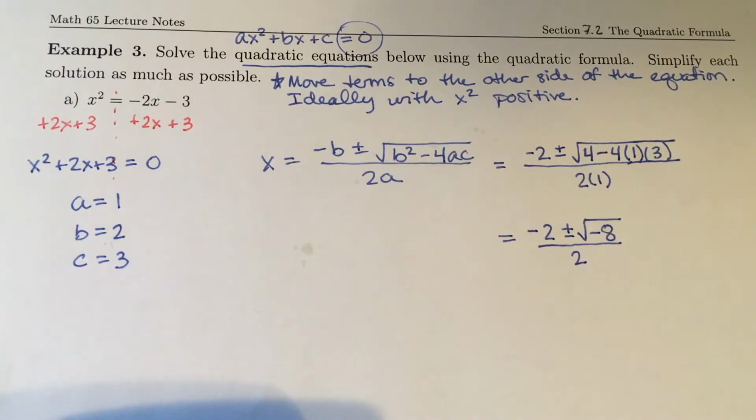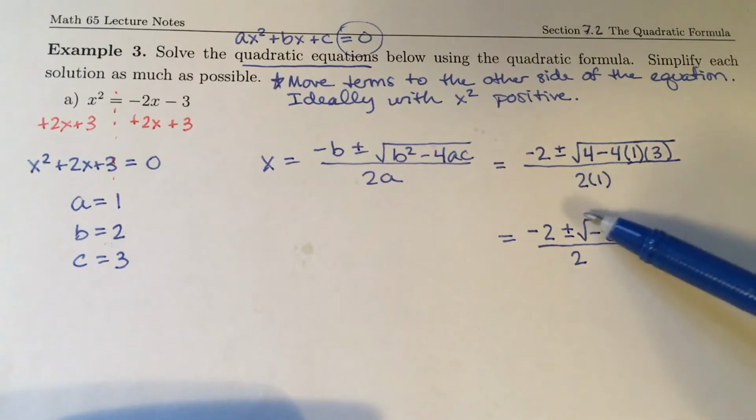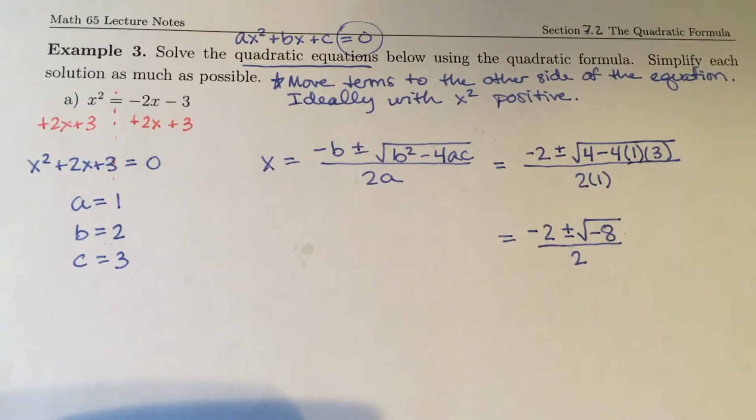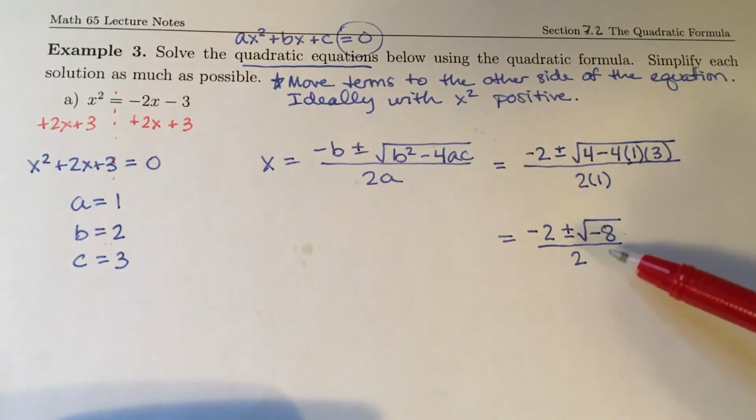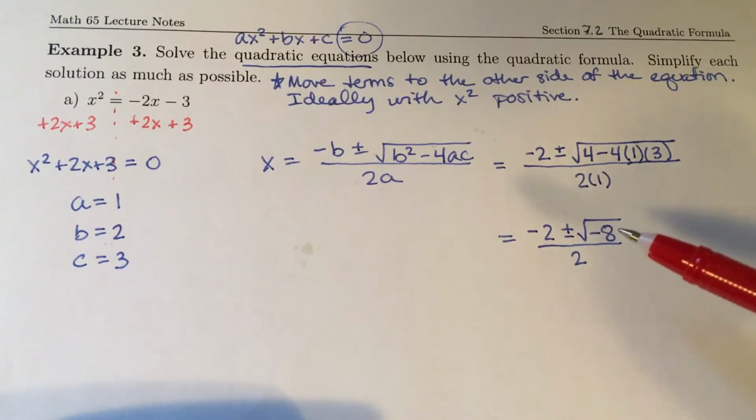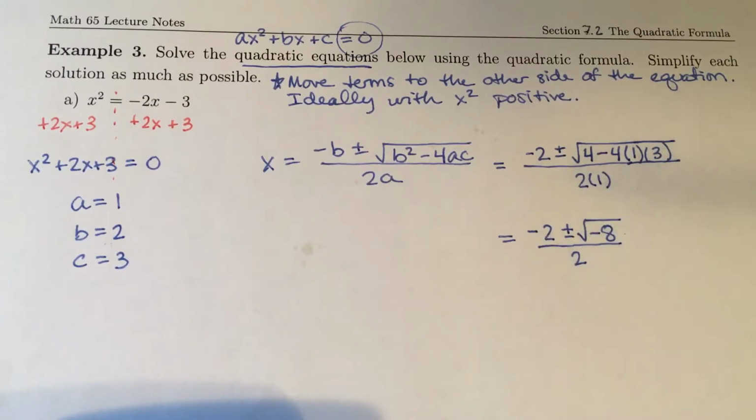Next step is to simplify what's under the square root. So if this were a perfect square, we would take the square root. If it's not a perfect square, we look for perfect squares that go into it. The other thing that you may have already noticed is that this is a negative under the square root. That means that we're going to have i in our answer, that it's going to be an imaginary number or complex number for our solution.